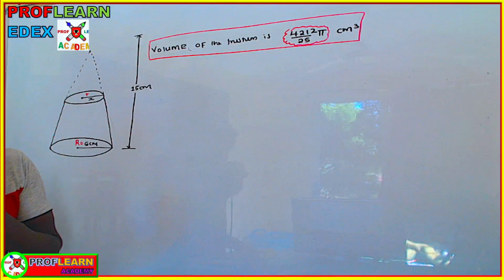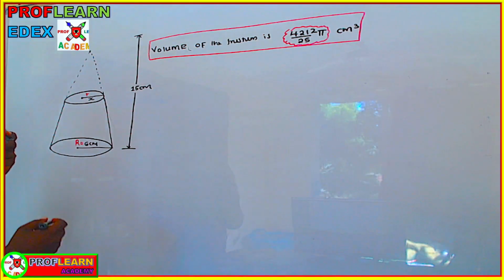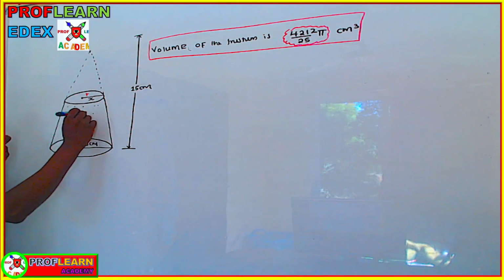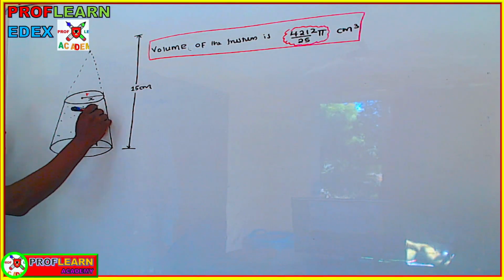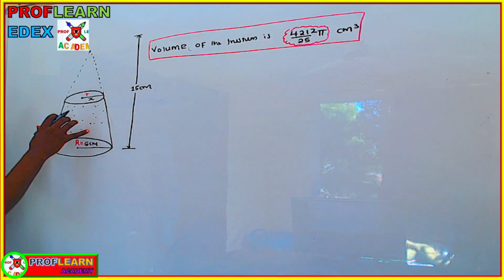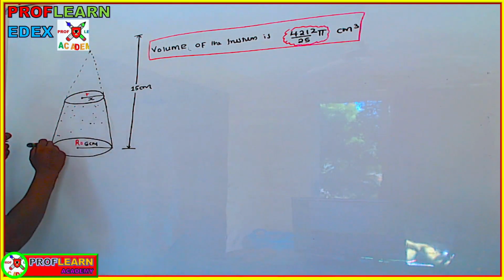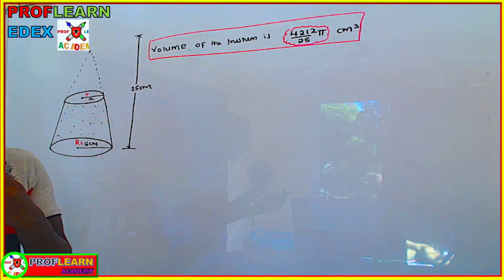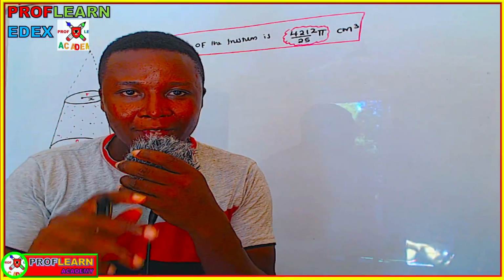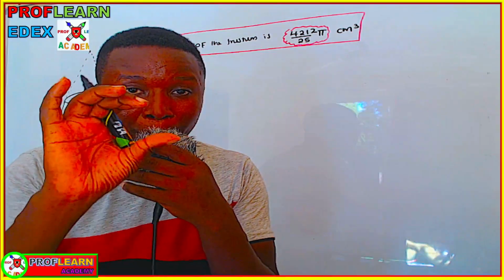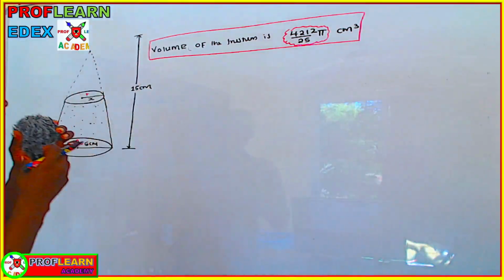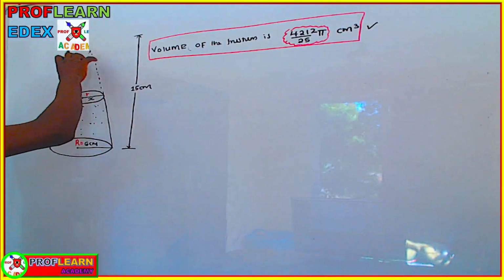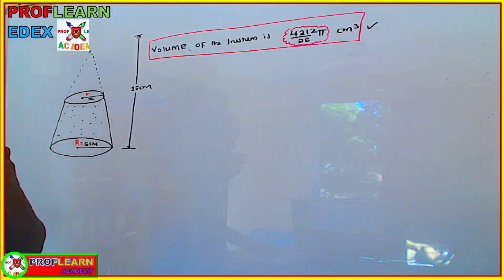So something I need you to agree with me is that for us to work out the volume of this frustum, we need to work out the volume of the entire cone minus the volume of the small cone at the top. So we have two cones at this given point here, the smaller cone and the original, bigger cone. So in order to get this volume, you need to subtract the smaller cone from the larger cone.